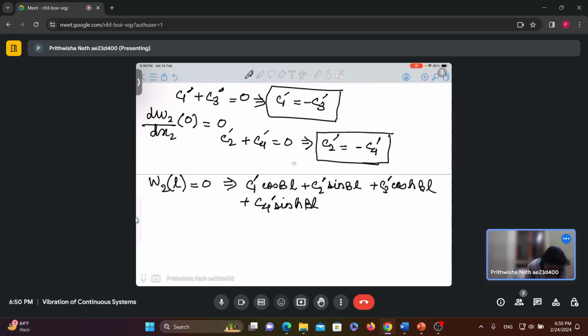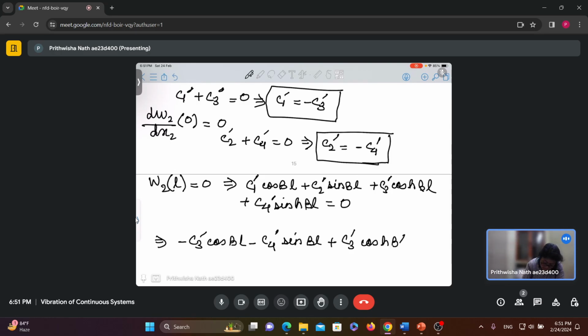Now I'll substitute minus C3 prime in place of C1 prime and minus C4 prime in place of C2 prime. So this is equal to 0. Now I'll put minus C3 prime cos beta L, and in place of plus I'll put minus C4 prime sin beta L, plus C3 prime cos hyperbolic beta L plus C4 prime sin hyperbolic beta L equals 0.